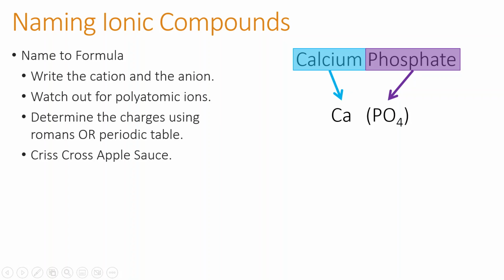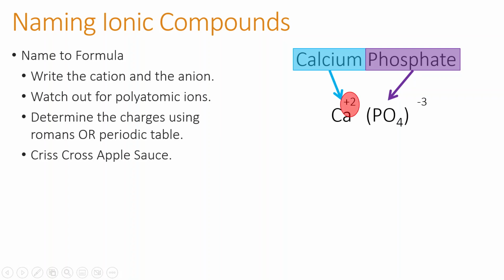Now we want to determine the charges on these ions. Calcium is in the second column, just like magnesium, so it's going to form a +2 charge to get to an octet. Phosphate is a polyatomic ion with a -3 charge. Remember, we want to make sure these charges add up to 0. Calcium is +2 and phosphate is -3, so the least common denominator there is going to be 6. If we aim to get +6 and -6, we should have a good formula.